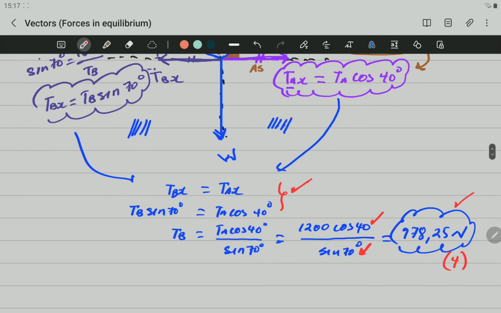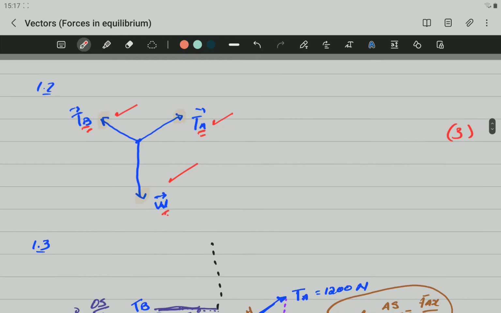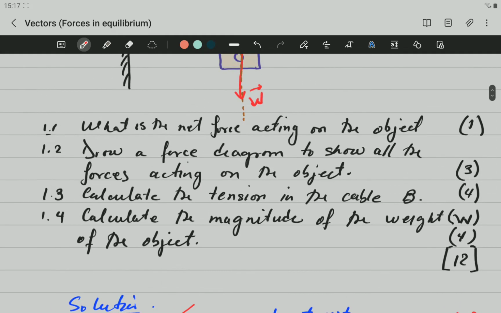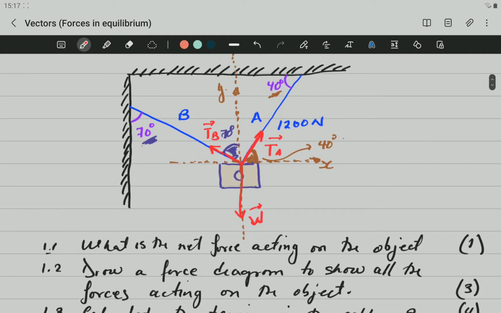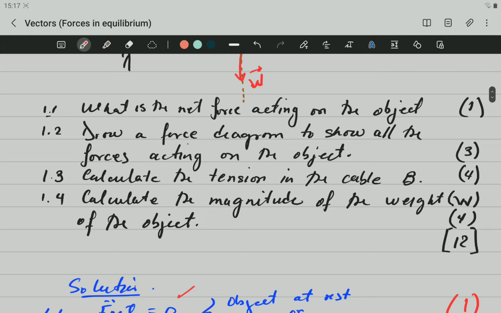Okay, so I hope this part is clear. Remember, everything is coming with the angles. I recommend you all to come to the picture and do the analysis of the angles there, and you can work and play with those angles. Okay, so 1.4, calculate the magnitude of the weight of the object.